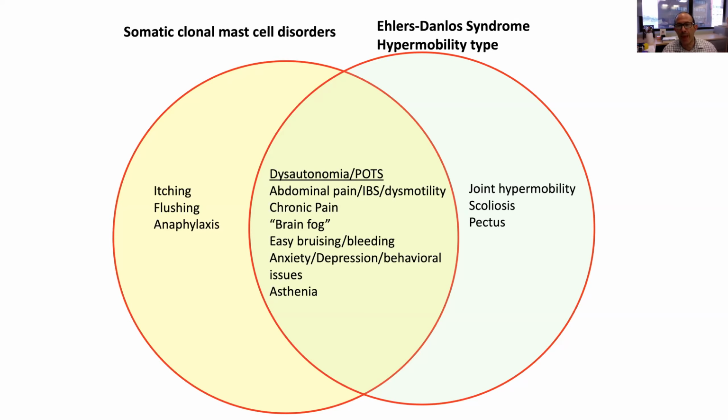And there are certain things which overlap. And it's unclear that mast cells themselves are contributing to the issues that happen in patients with Ehlers-Danlos type 3. Doesn't mean they're not. It's just that we do not have a well-validated study that would show it.